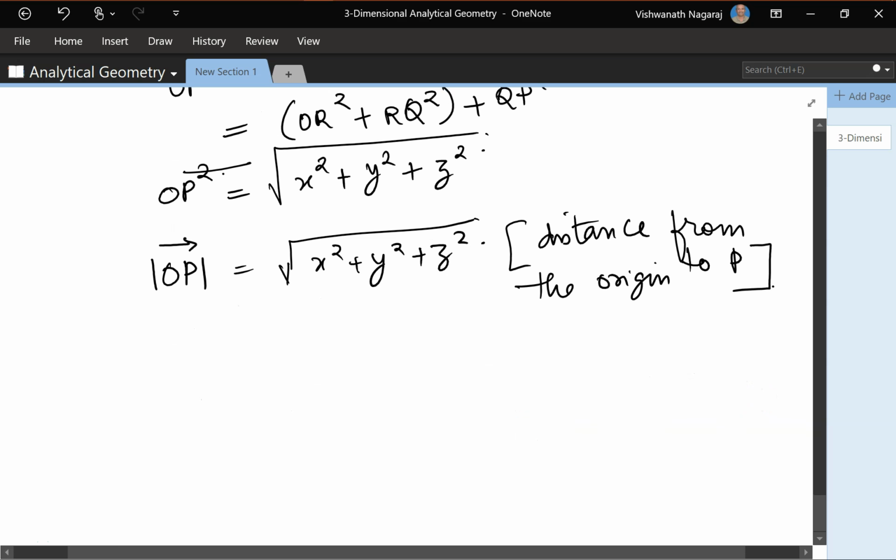There are a lot more things that we are going to look at with reference to a point and combination of more than one point as we go along.